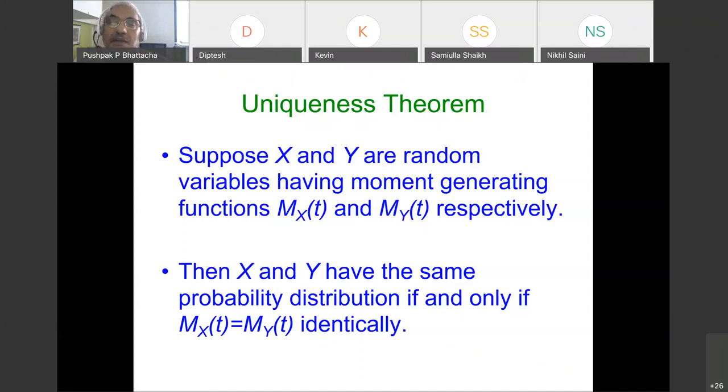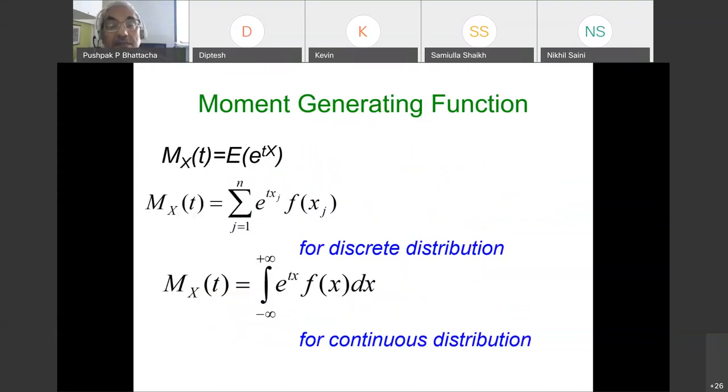But as we go along, I think we appreciate the mathematical skill, the mathematical genius of people who have created this kind of knowledge for use of many other disciplines. So the uniqueness theorem establishes a one-to-one correspondence between the moment generating function and the underlying distribution. If two moment generating functions are the same for two random variables, then the random variables must be identically distributed. Very, very powerful statement. And the moment generating function itself, in this form as expectation of e to the power tx, is also a mathematical ingenuity.